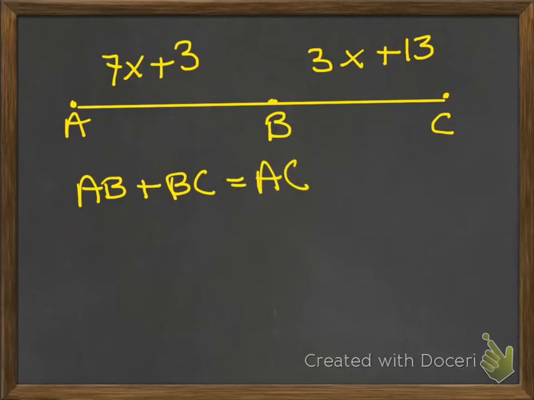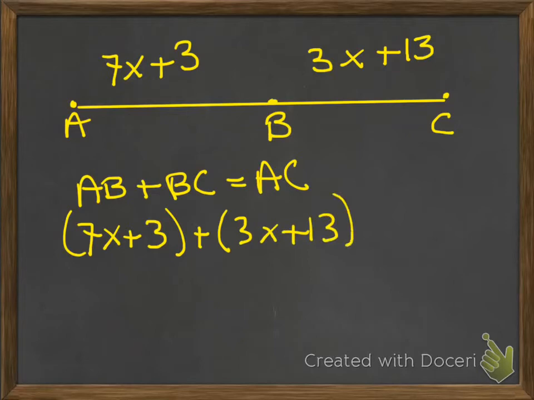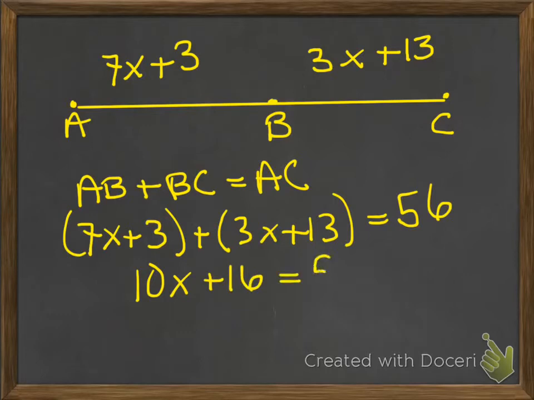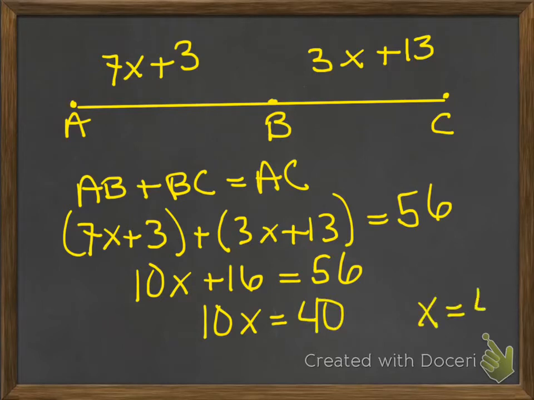All right, so now we start plugging in. AB is 7x plus 3. BC is 3x plus 13. And AC, I didn't tell you guys that, sorry, AC is equal to 56. Right, so now we put them together. 7x plus 3x is 10x. 3 plus 13 is 16, equals 56. Then we have, subtract 16 from each side, 10x is equal to 40. So therefore, x is equal to 4.